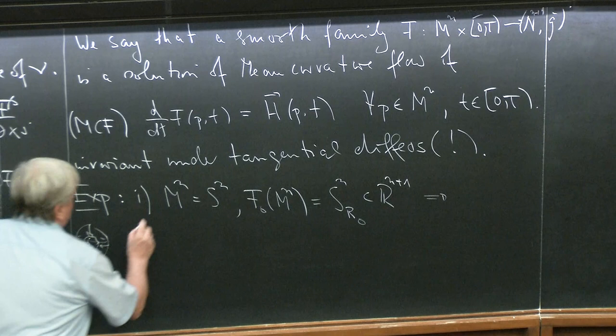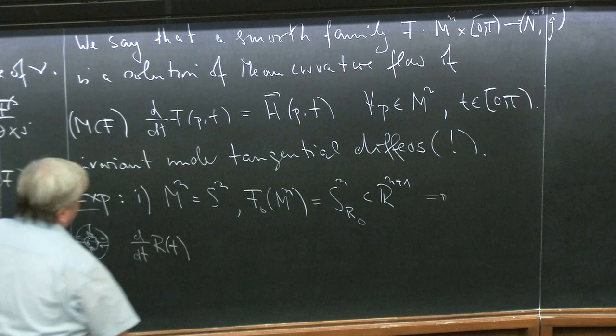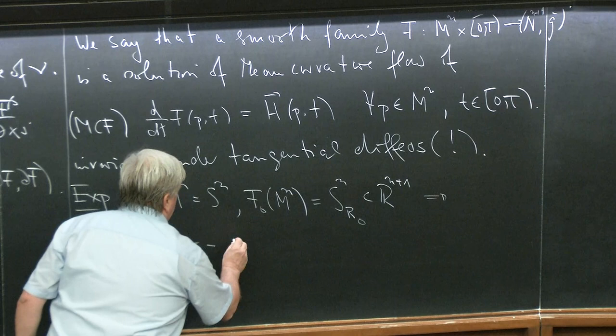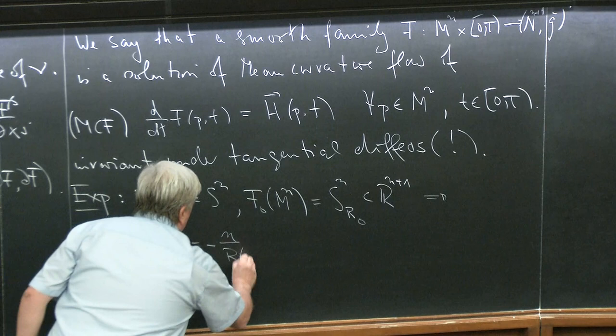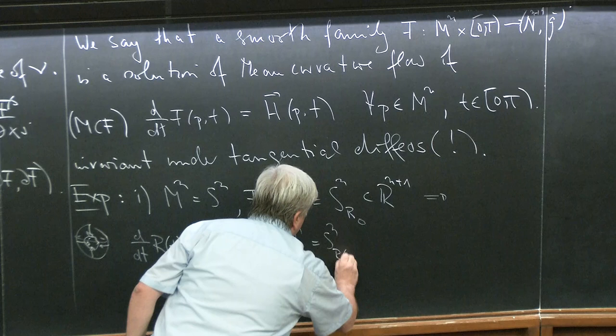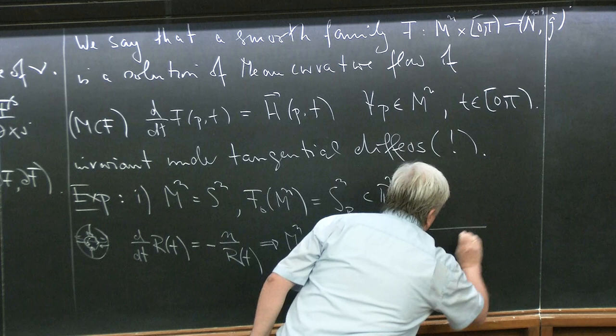And if you look at this, it must be true that d/dt of the radius at time t is equal to minus H times nu, the outward normal. So it's shrinking, and the mean curvature is the sum of the principal curvatures. Each principal curvature is 1 over r for the sphere. So we get this ODE, and therefore the surface at time t is the sphere with radius r(t), and r(t) can be computed explicitly. It's just the square root of r0 squared minus 2n times t.